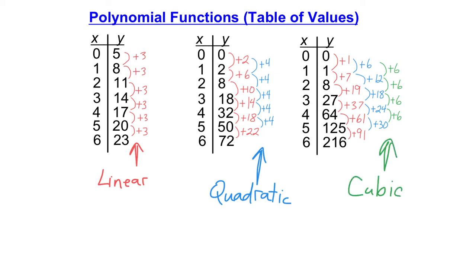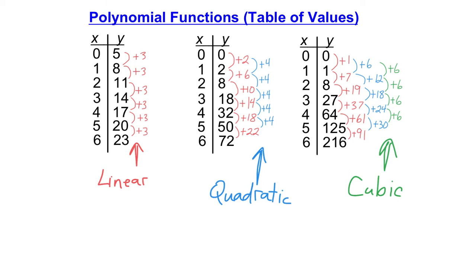So notice something. First differences, linear. Linear is a degree 1 polynomial. Quadratic, the second differences are all the same. Quadratic functions are degree 2. Cubic functions are degree 3, and the third differences are all the same. So whichever difference it is, that corresponds to the degree of the polynomial. So that can tell you what kind it is, and you can then expect what the graph is going to look like as far as its shape goes.